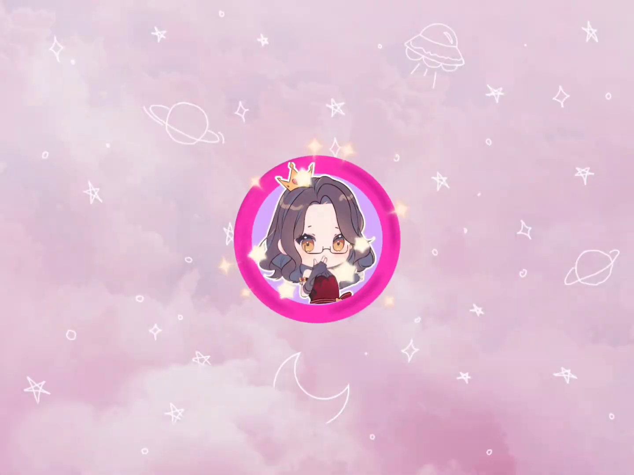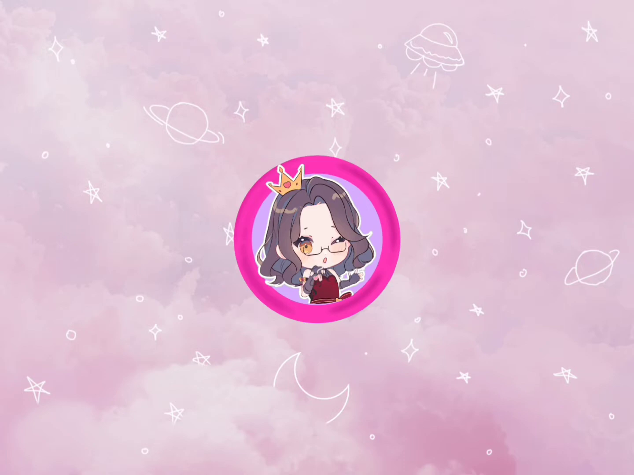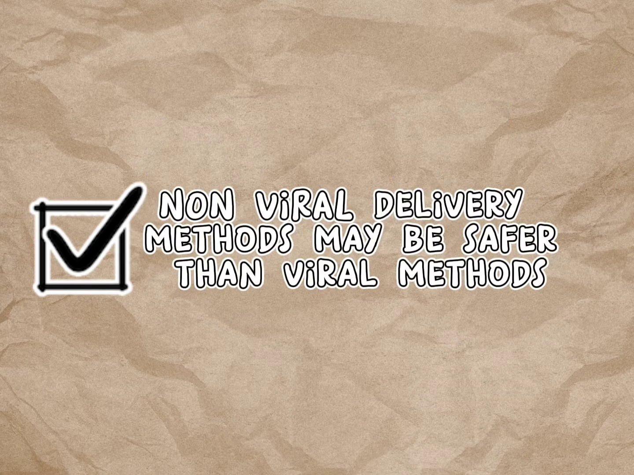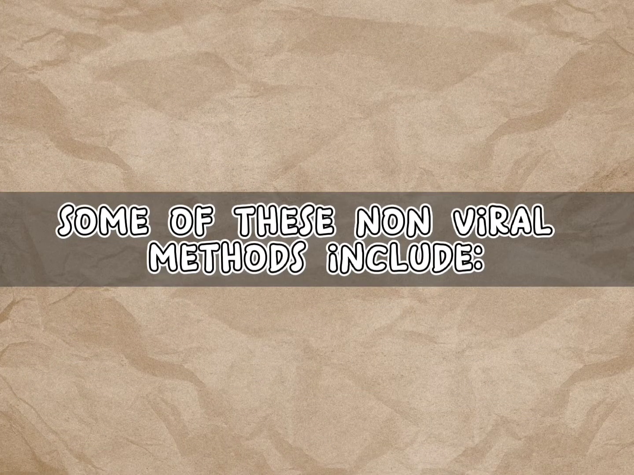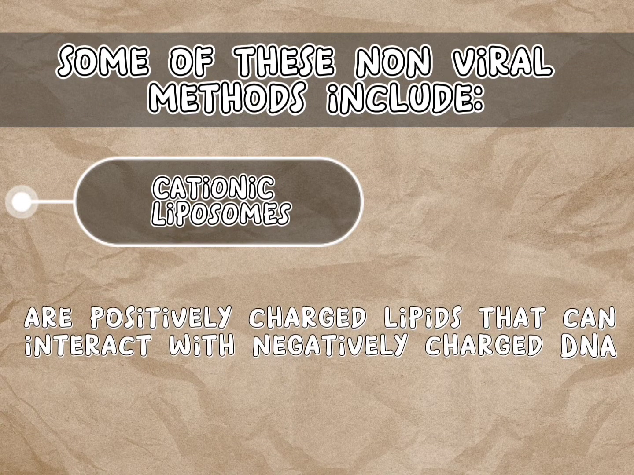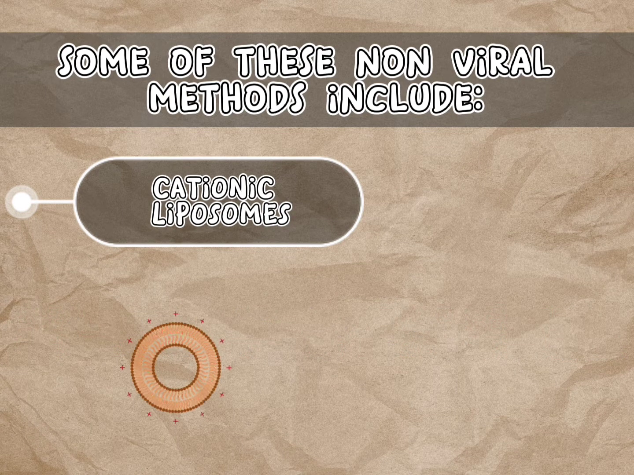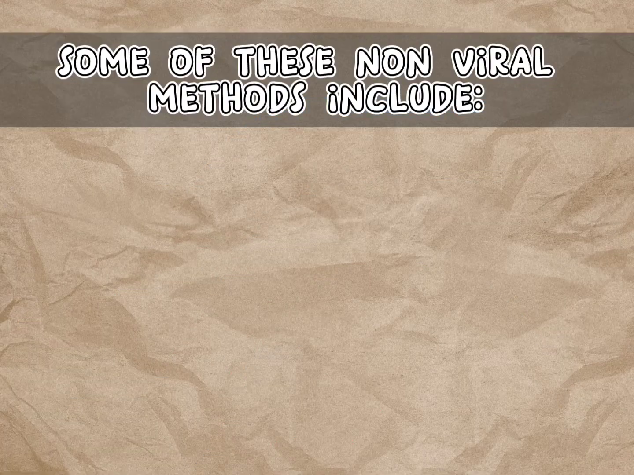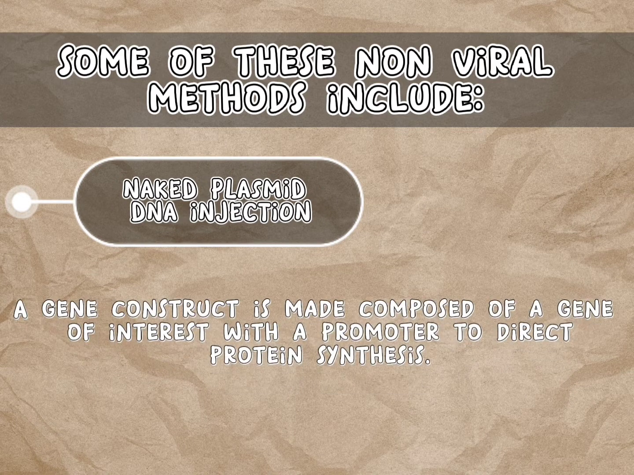Hello, I am Althea Marica Tindig and I am going to discuss the non-viral DNA carriers. Non-viral delivery methods may be safer than viral methods. Some of these non-viral methods include cationic liposomes, which are positively charged lipids that can interact with negatively charged DNA. Another is naked plasmid DNA injection. A gene construct is made composed of a gene of interest with a promoter to direct protein synthesis.